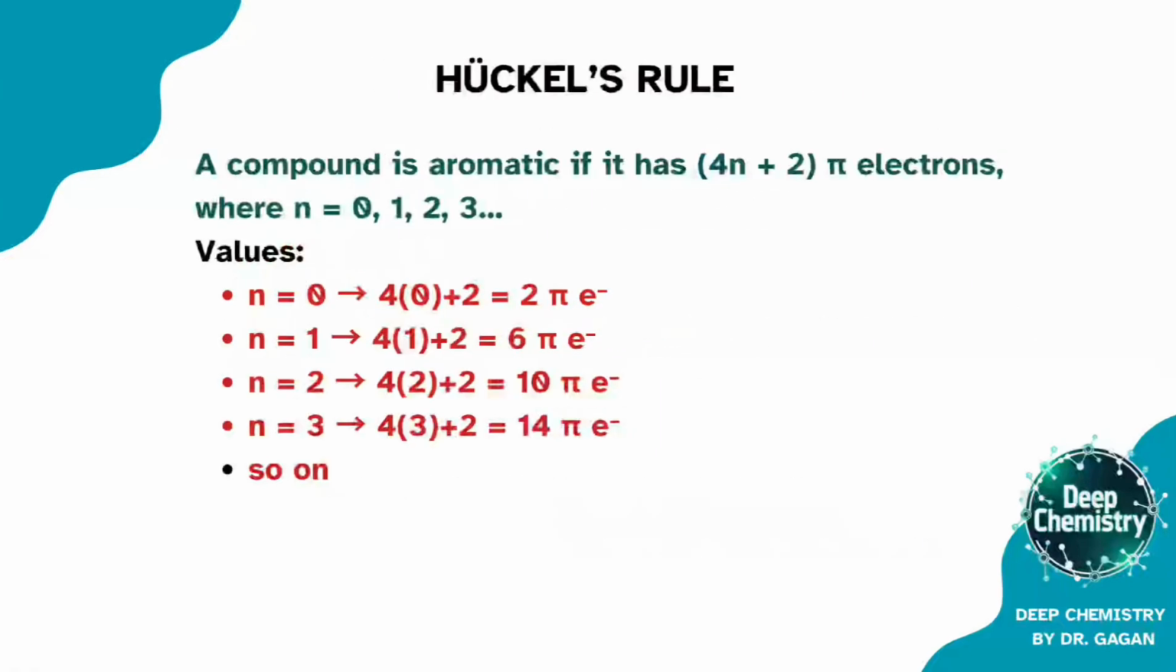So Huckel's rule says if a ring has 4n plus 2 pi electrons, it is aromatic, where n equals 0, 1, 2, 3 and so on. So if n equals 0, it means 2 pi electrons. n equals 1, so 6 pi electrons. n equals 2, so 10 pi electrons. n equals 3 means 14 pi electrons, and so on.